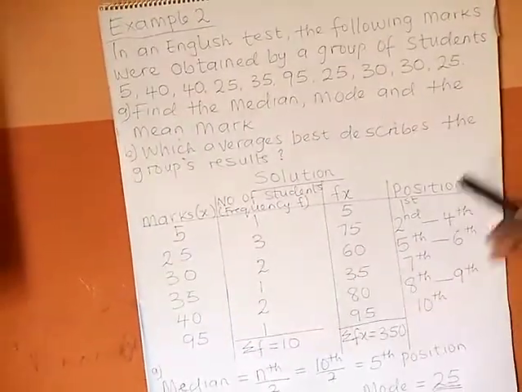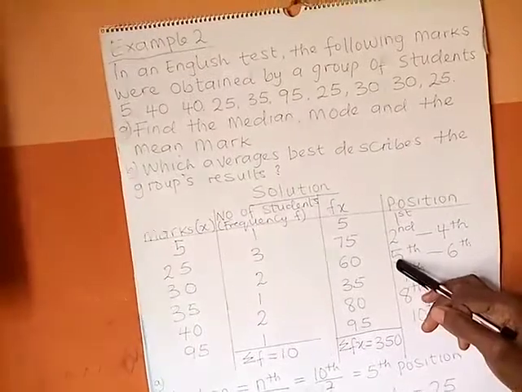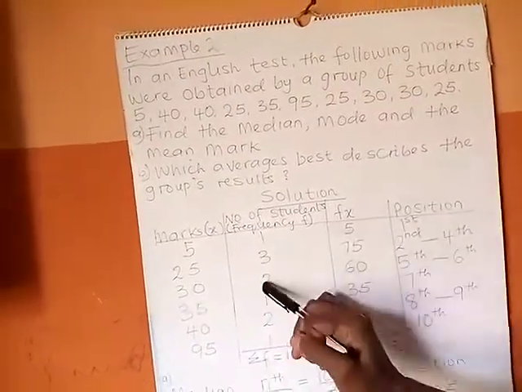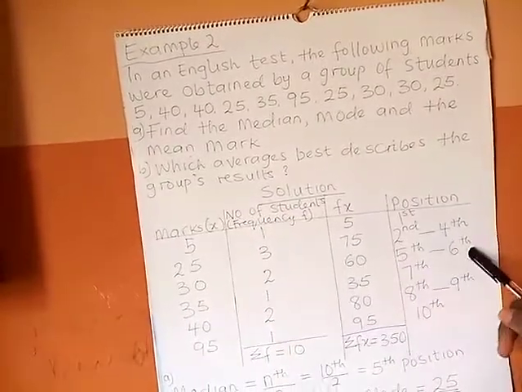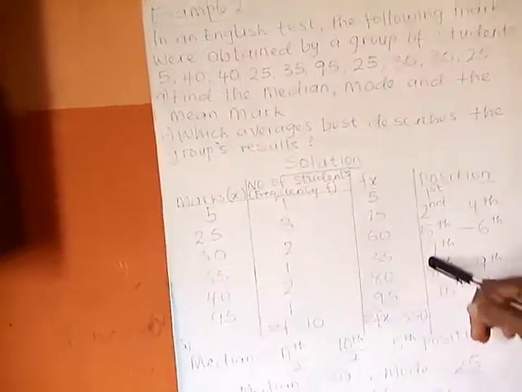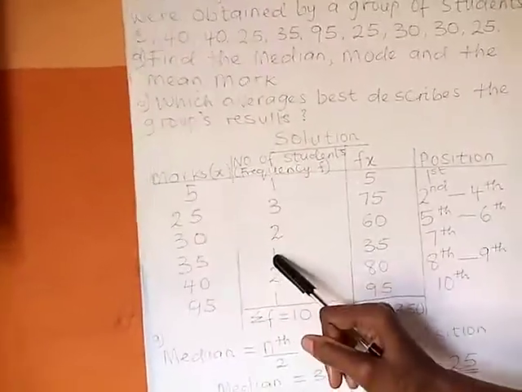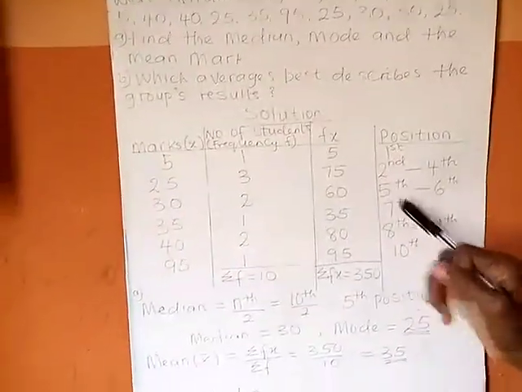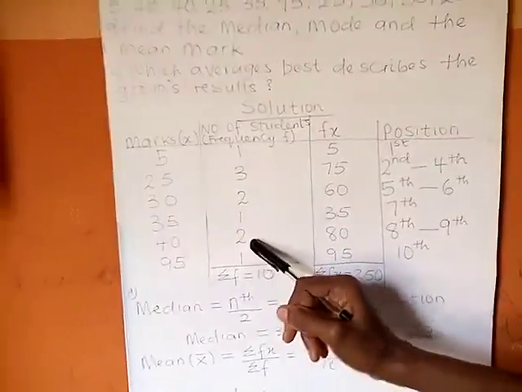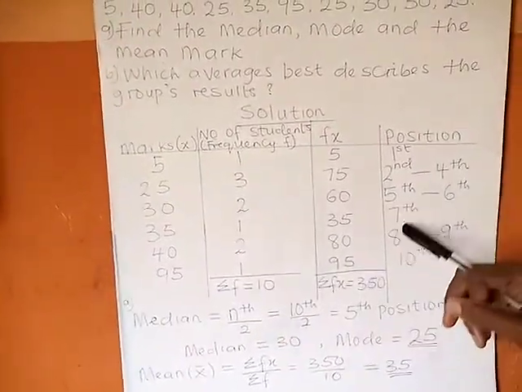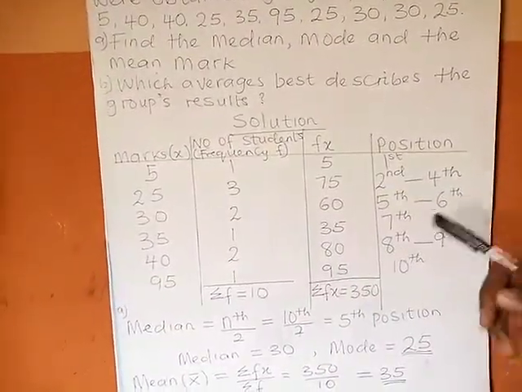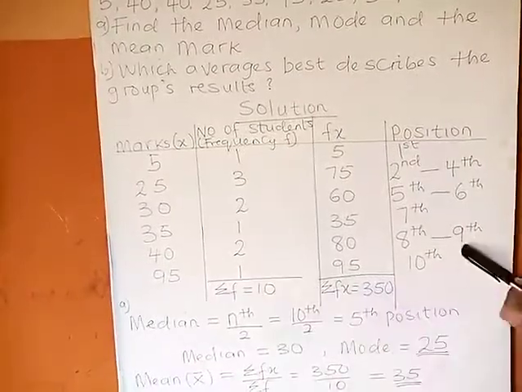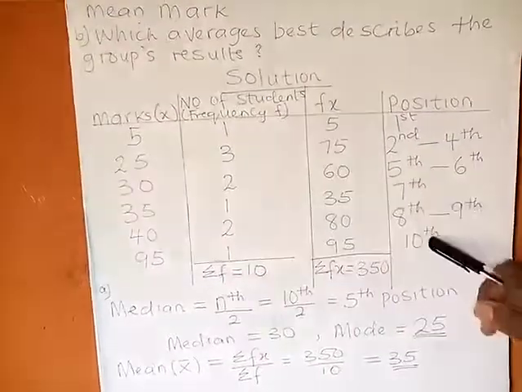Then this one will continue from the fifth position. You add 4 plus 2, which gives us 6. So 30 will be taking fifth to sixth position. After sixth position, we have seventh position. 35 is appearing one time, so it's 6 plus 1, which is 7th. Now 40 is appearing 2 times, so it's going to be from the 8th position. You add 7 plus 2, which will be 9. That is 8 to 9. Then the 95 will be taking 9 plus 1, which is 10, the 10th position.